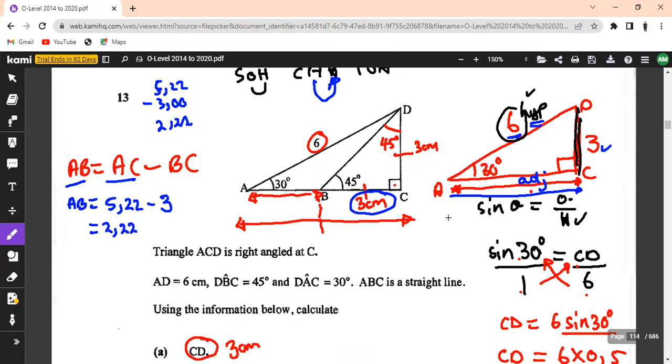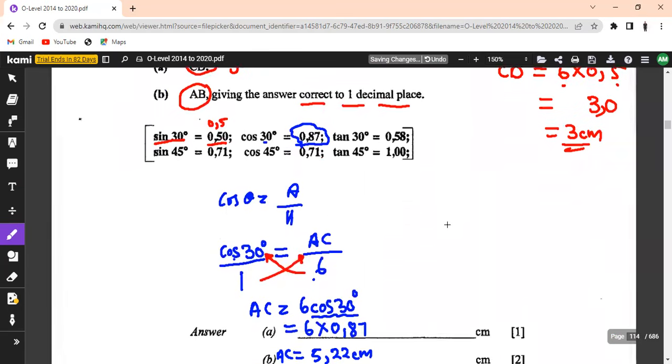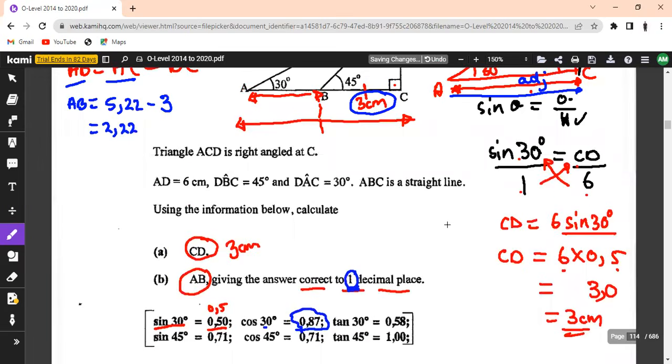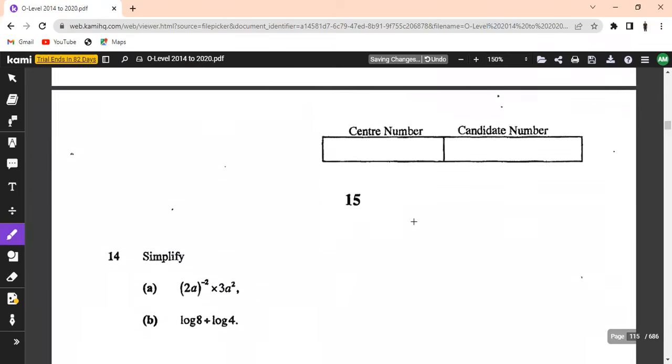2.22. But there is something that you are given: correct to 1 decimal place. Your answer is needed to 1 decimal place. And how many decimal places do we have on our answer? We have 2 decimal places. So to 1 decimal place, this 2 is 1, so this 2 cannot round off this 2. So it's going to be 2.2 centimeters. That is our final AB, which is 2.2 centimeters in this case.